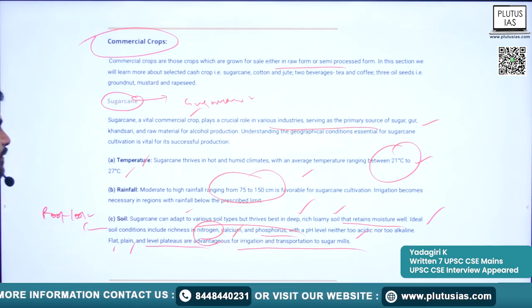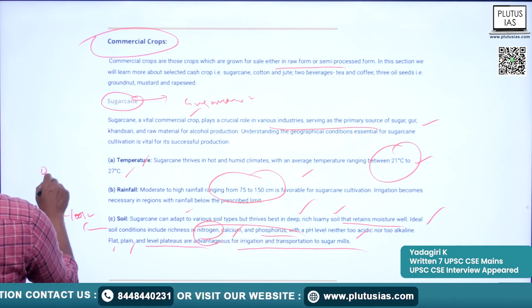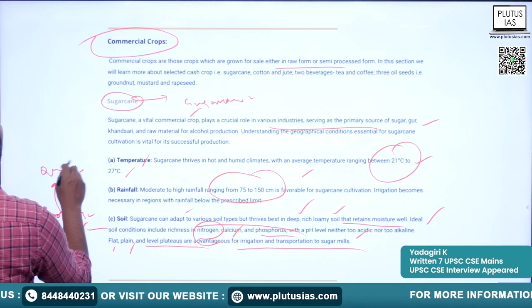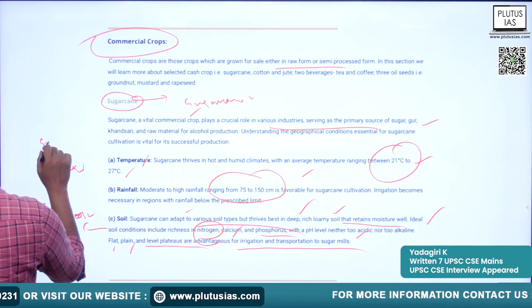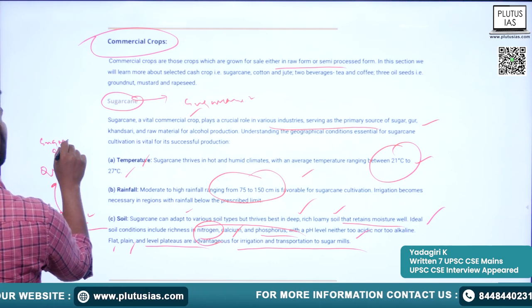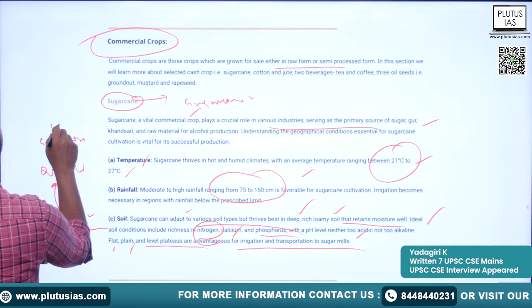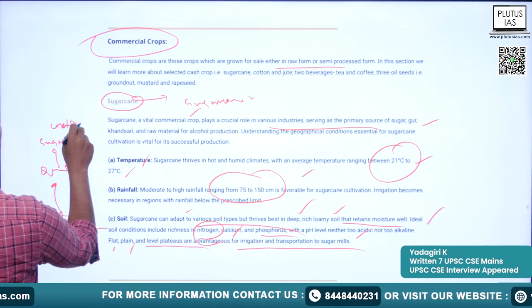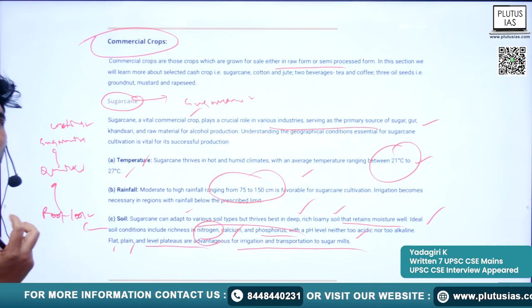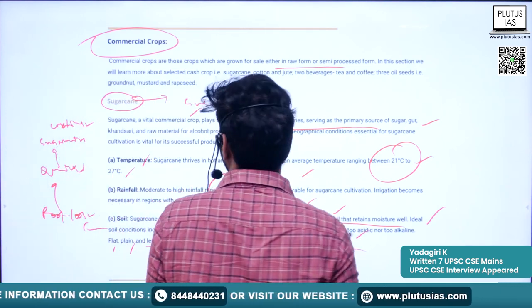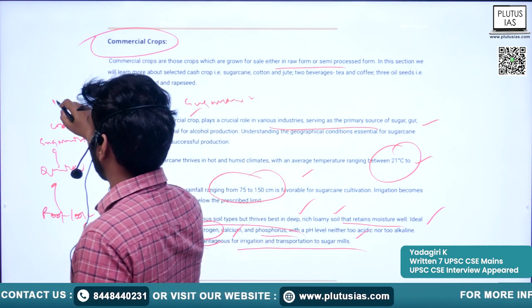So once it is harvested, it has to be quickly transported to sugar mills for crushing, because if it is delayed, the sugar content in the sugarcane will get reduced.